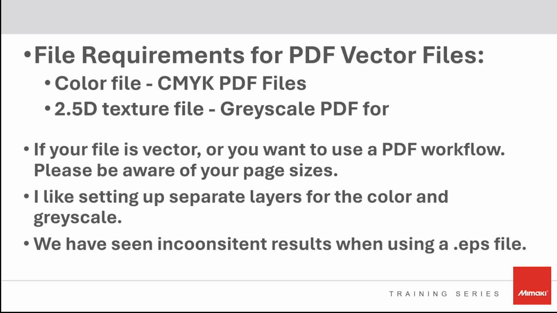If you're working in the PDF format with vector files, the file does need to be in CMYK format. And the 2.5D texture file is also in grayscale as a PDF, but a CMYK grayscale. So we'll go over a little bit more about how to make sure that your vector files are in grayscale and not in a CMYK black. If your file is vector, also please be aware of the page sizes of the PDFs that you're making. I like setting up one file and then creating separate layers for the color and grayscale files that I have to save out.